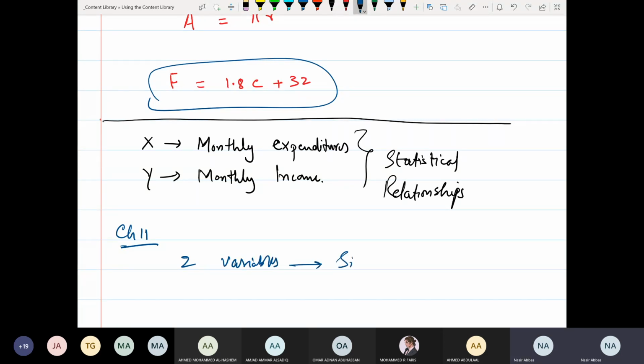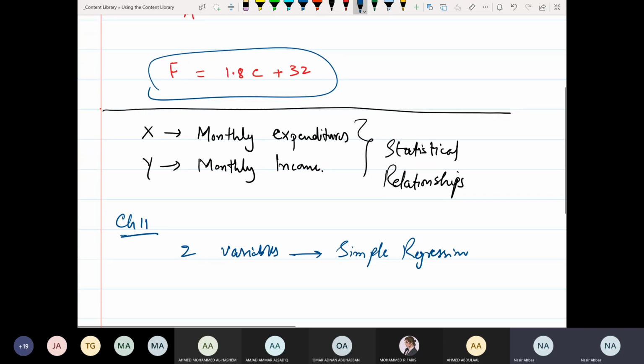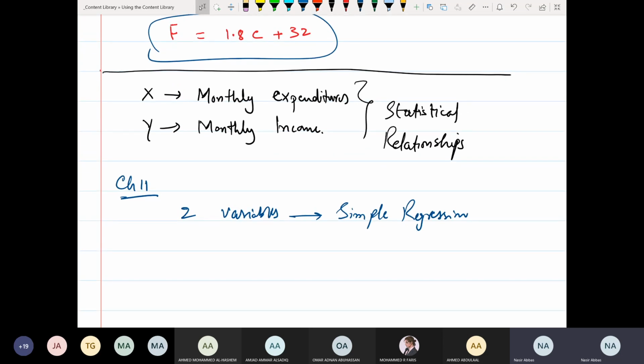This is called simple regression. When you have more than one variable on the right side, you will call it multiple regression. That will be covered in chapter 12. Another assumption we are making is that the relationship is linear. So keeping these two assumptions in mind, the name of chapter 11 is simple linear regression.